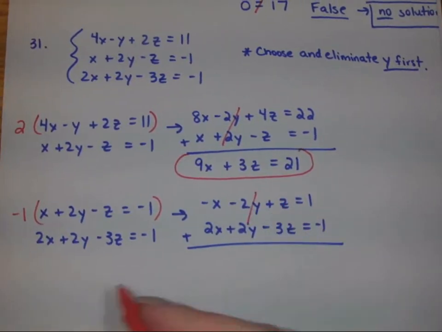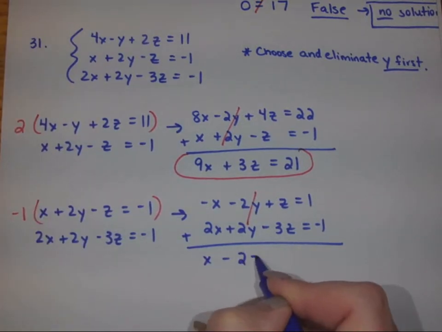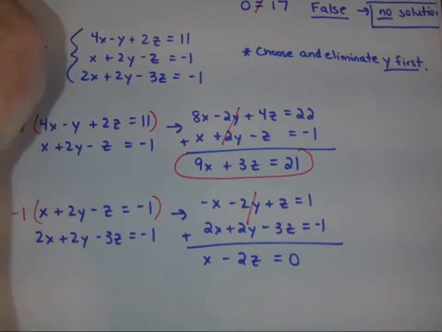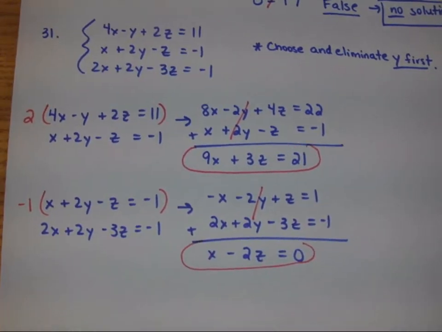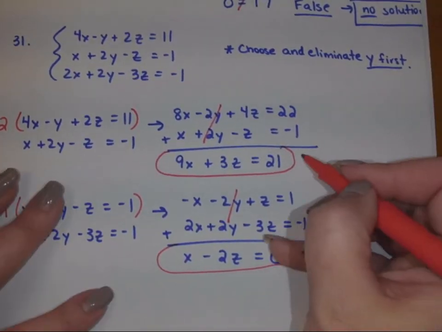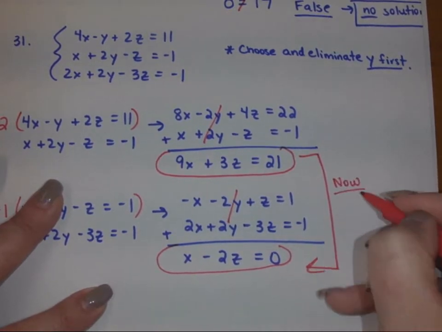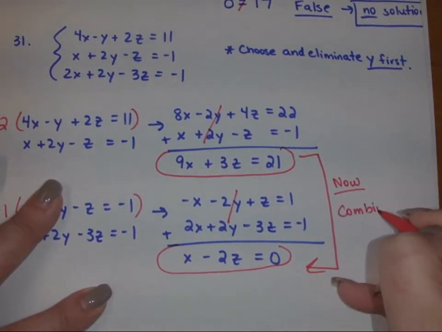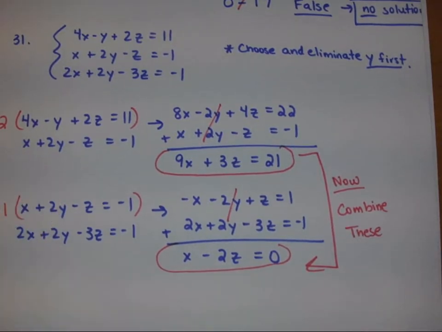So that y's going to go away, right? Careful of your signs. This is going to be x minus 2z equals 0. So I'm going to circle those two. Notice we got rid of y both times, and now I'm going to combine these, and then I'll be able to get my answer from there.